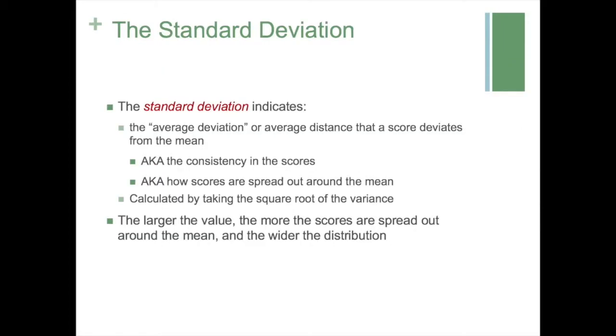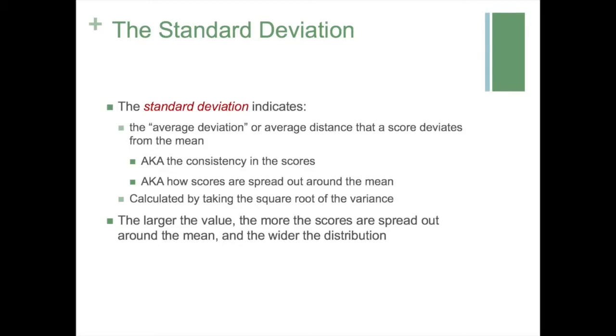Now, moving on to the standard deviation. The standard deviation indicates the average deviation or average distance that a score deviates from the mean. So it's as if we're taking all those deviations from those individual scores and calculating a mean of those deviations. This is a measure of consistency. It's really telling you how spread scores are around that mean. And as we've seen before, it's simply calculated by taking the square root of the variance.